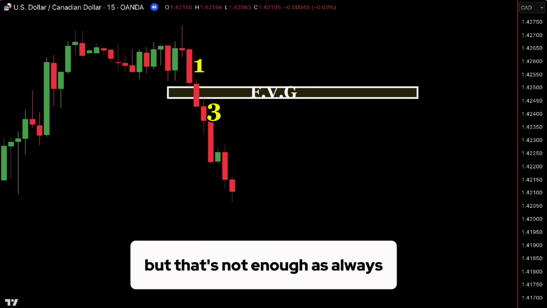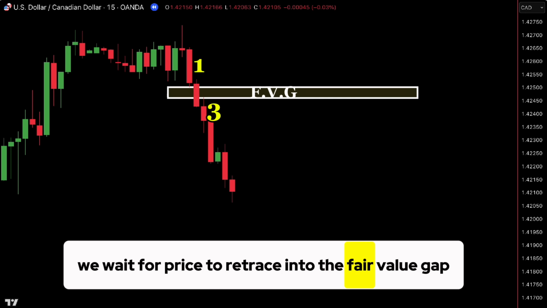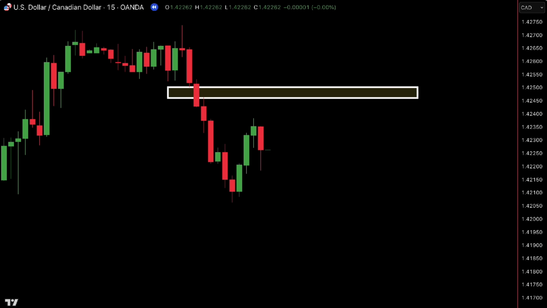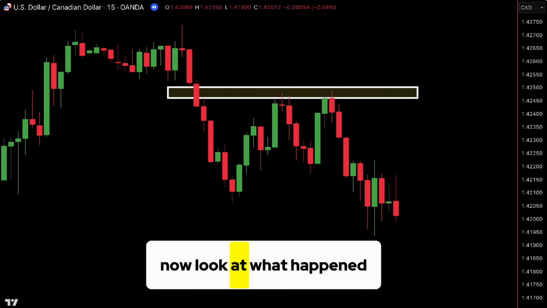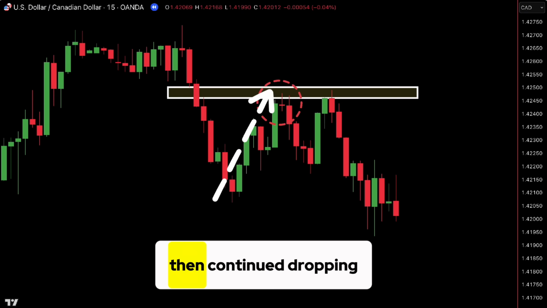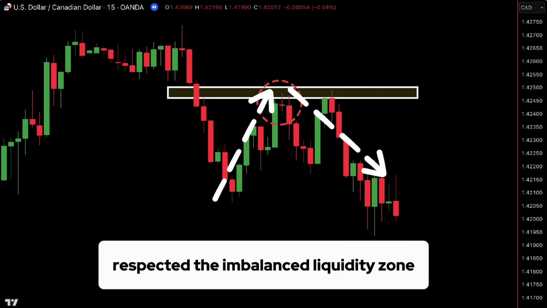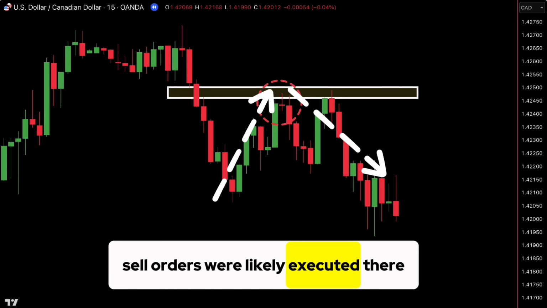While the size isn't large, it's acceptable and still shows imbalance. But that's not enough. As always, we need confirmation. We wait for price to retrace into the fair value gap and watch for a strong rejection. Now look at what happened. Price retraced, tapped the gap and immediately rejected it, then continued dropping. This rejection signals that the market respected the imbalanced liquidity zone and that unfilled sell orders were likely executed there.